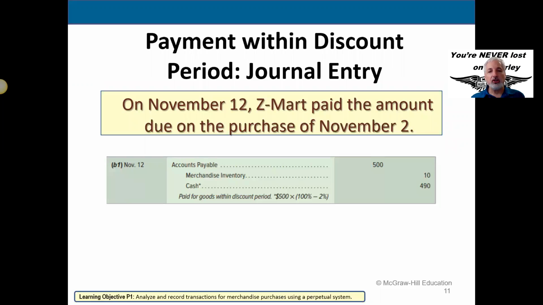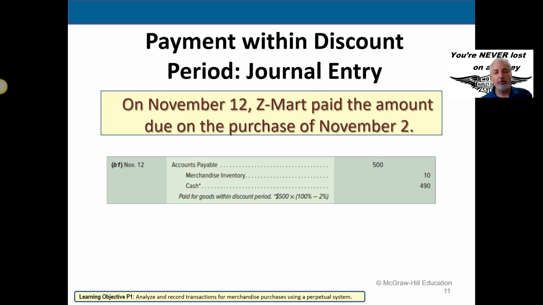So let's go look at the discount period and the journal entry. So here we go. What's 2% of $500? 2 times 5 is 10, 10 bucks. So accounts payable, now we are buying the stuff. We bought $500 worth of stuff. We originally put it in $500 in accounts payable, $500 in inventory. Debit the inventory, credit the payable.